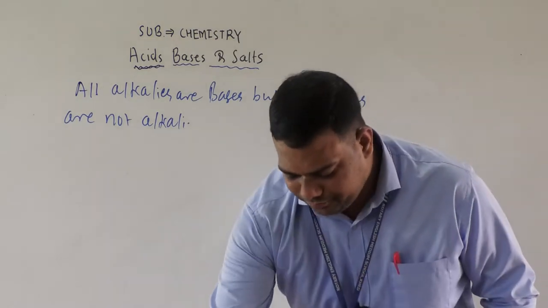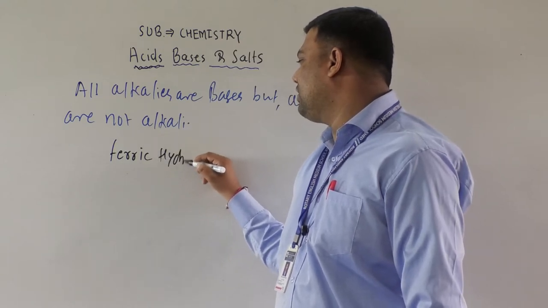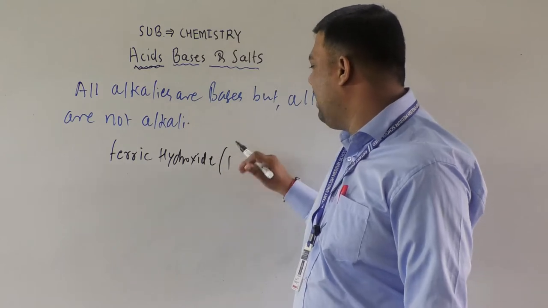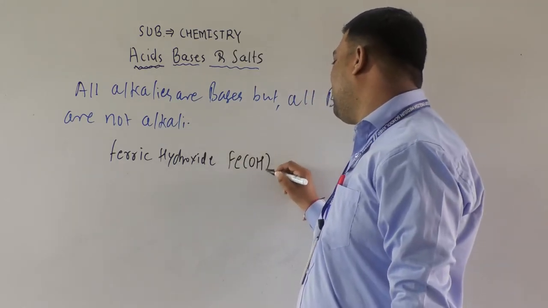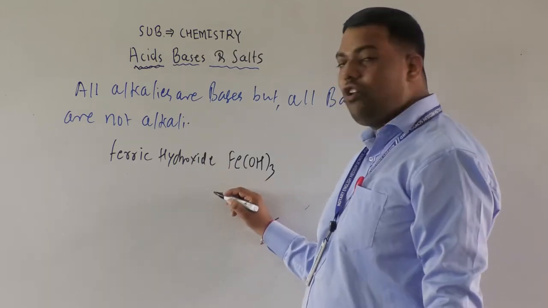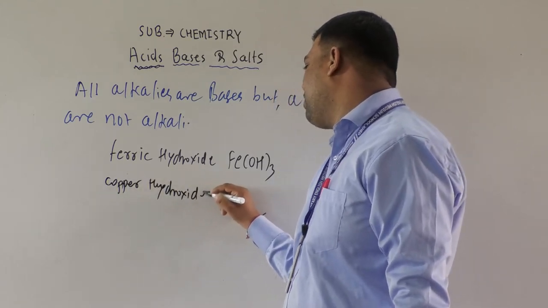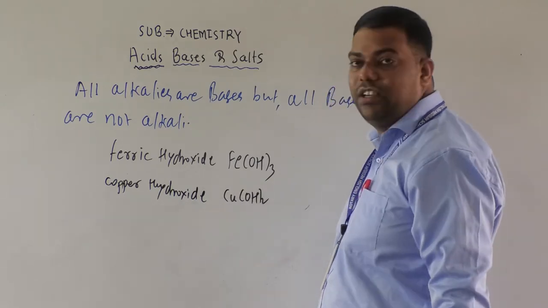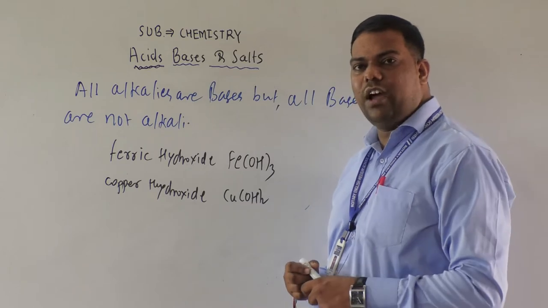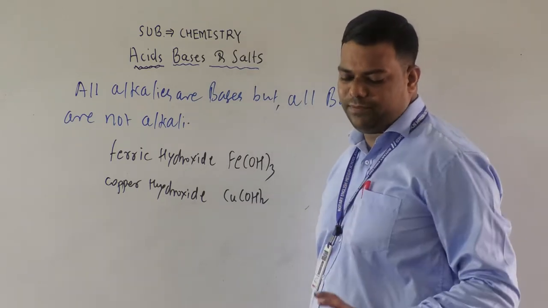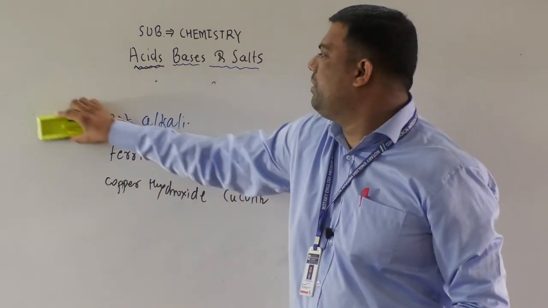Examples of insoluble bases: ferric hydroxide, with the formula Fe(OH)3, then copper hydroxide, Cu(OH)2. Understood? These bases are not alkalis. Why are these bases not alkalis? Because they are insoluble in water. Now we will move towards the next topic.